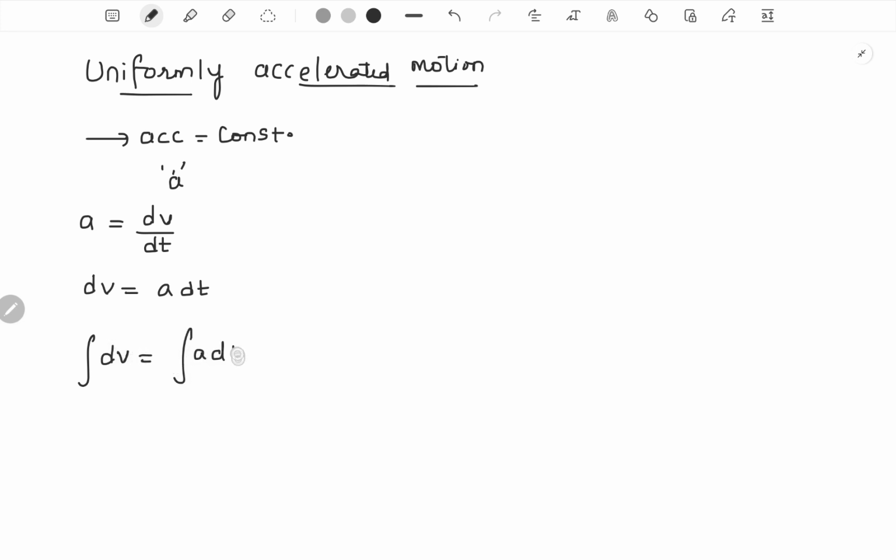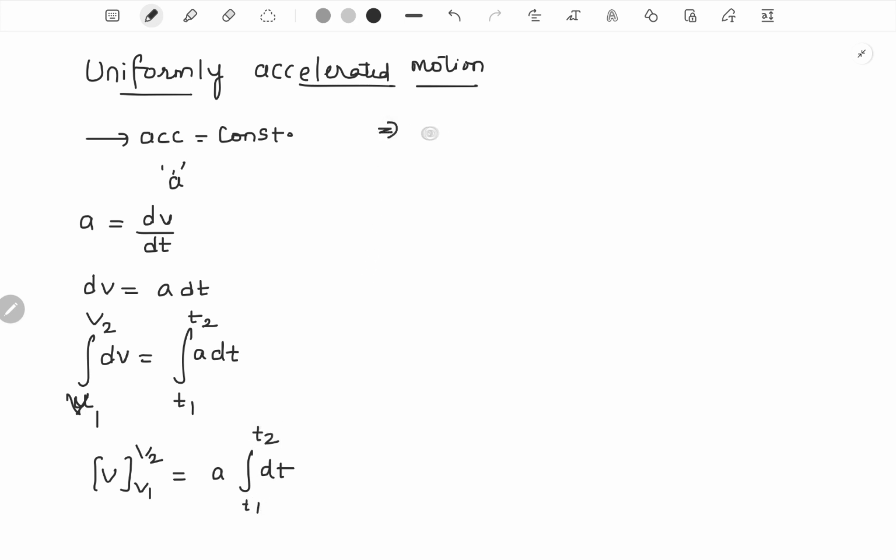So let's say we wish to calculate the change in velocity of the body during the interval of time t1 to t2. Let's say at t1 the velocity is v1, and at t2 the velocity is given by v2. We know that integral dv is nothing but v2 minus v1, which would be equal to, since we already imagined a situation where acceleration is constant, a is a fixed quantity here, so it can be brought outside the integral. So we would get integral a dt from t1 to t2.